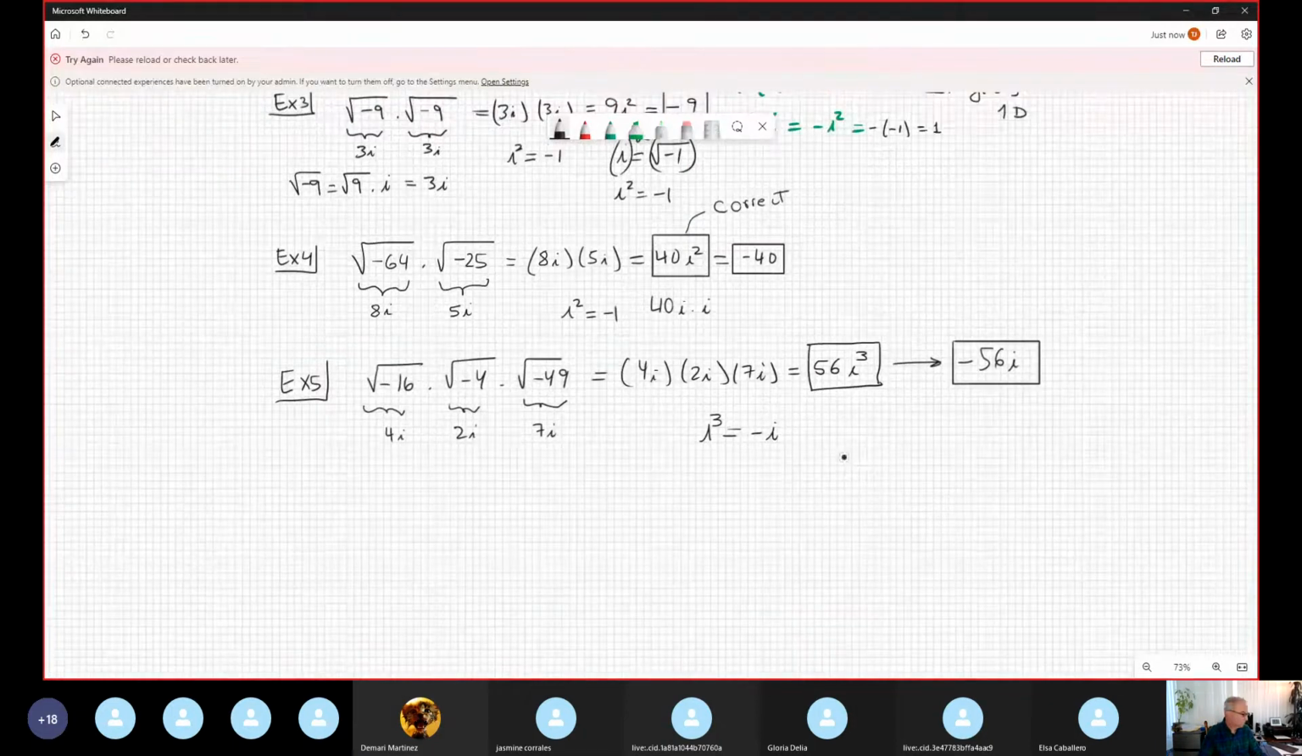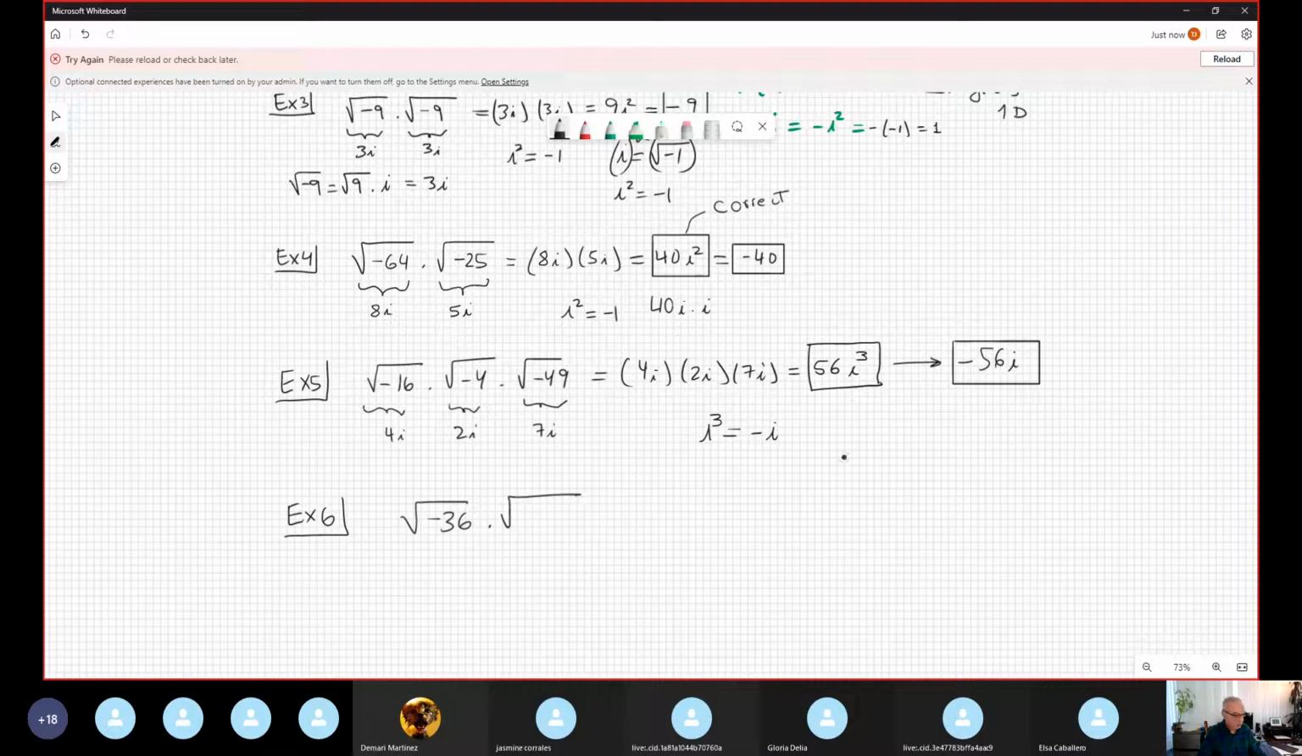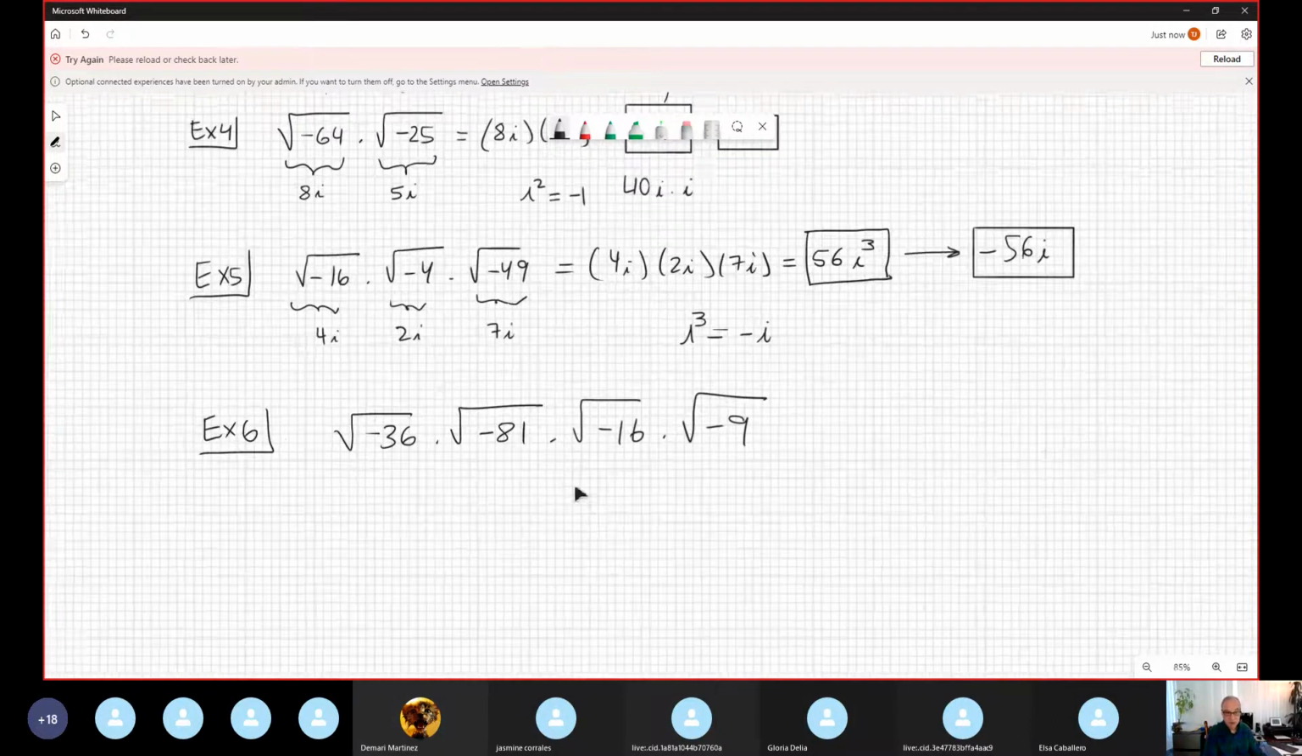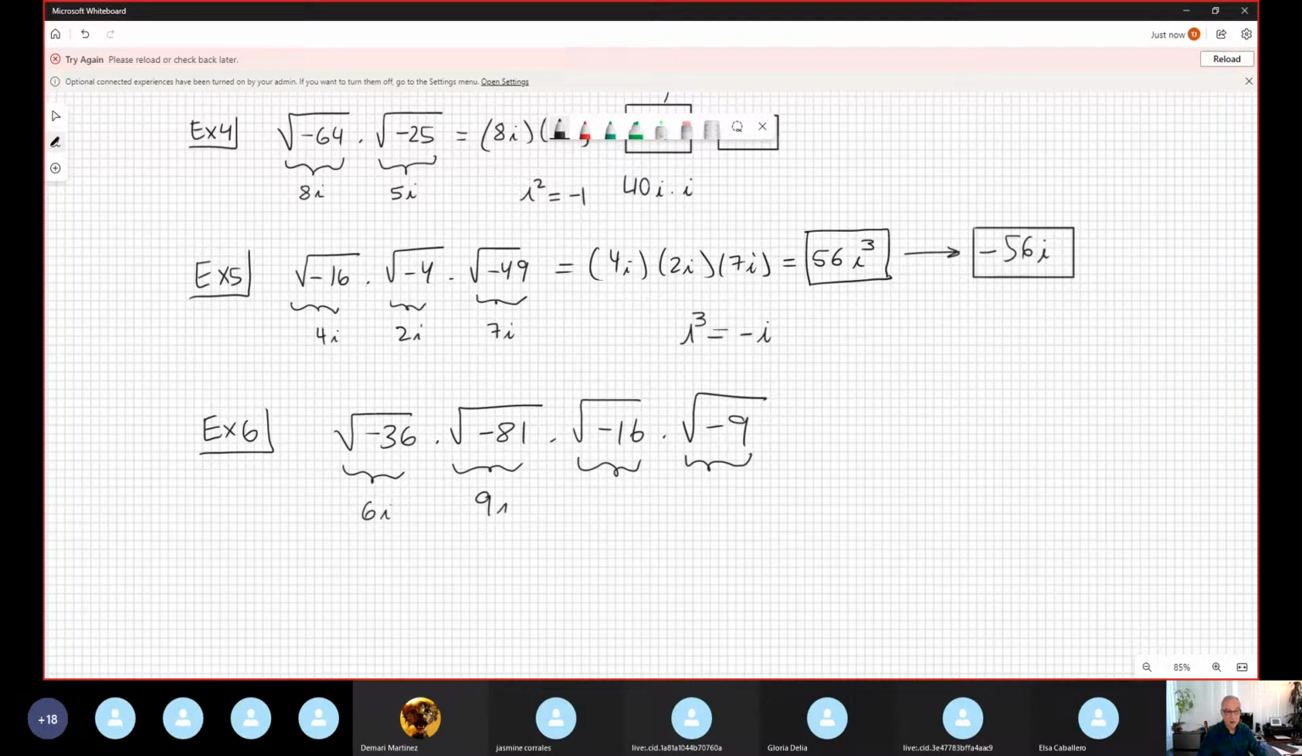One more example, similar to this. Yes, the last one. Example 6: the square root of negative 36 times square root of negative 81 times square root of negative 16 times square root of negative 9. I promise one important question in the test is this. I put several square roots containing negative numbers, and you need to know that you can never put them together, so you compute separately one by one. This is 6i, this is 9i, this is 4i, and this is 3i. You put together 6i times 9i times 4i times 3i and do the multiplication: 54 times 4 times 3 is 648.